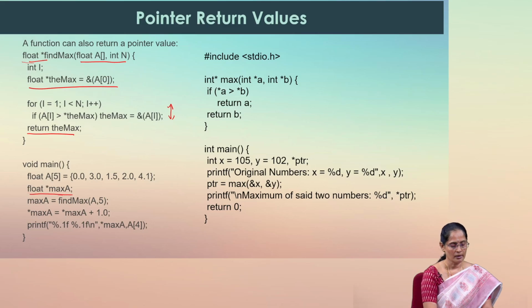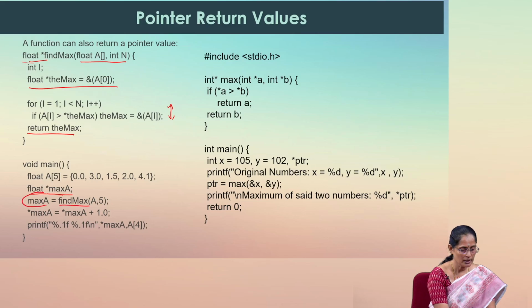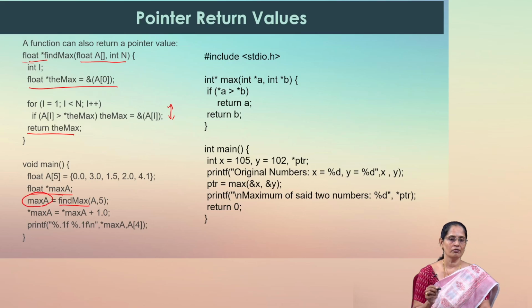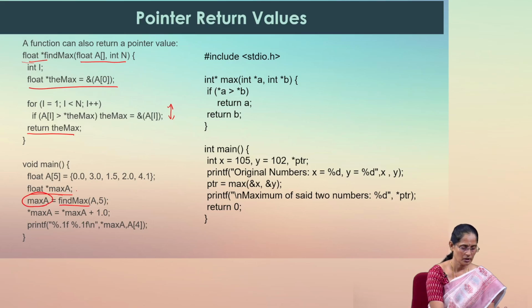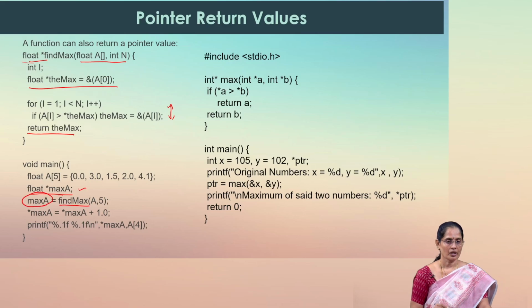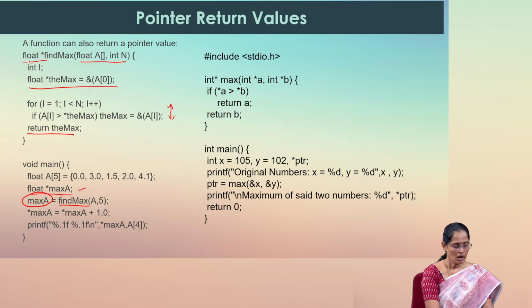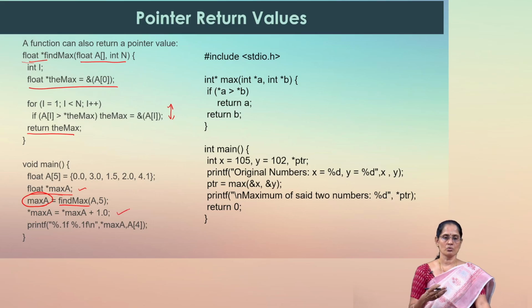So, for the function call statement, the return data type should be a floating point pointer. That is what we are defining here. After getting the max pointer from the function, we will be able to do arithmetic operations as usual with the pointer. Here we are trying to increment the pointer's value by 1.